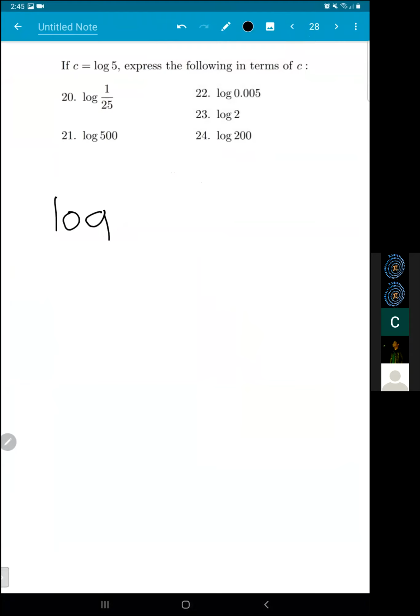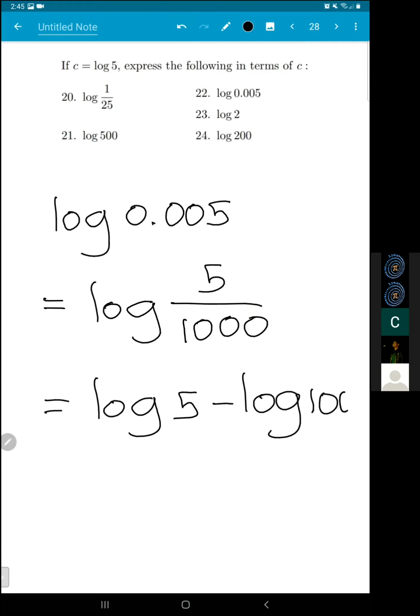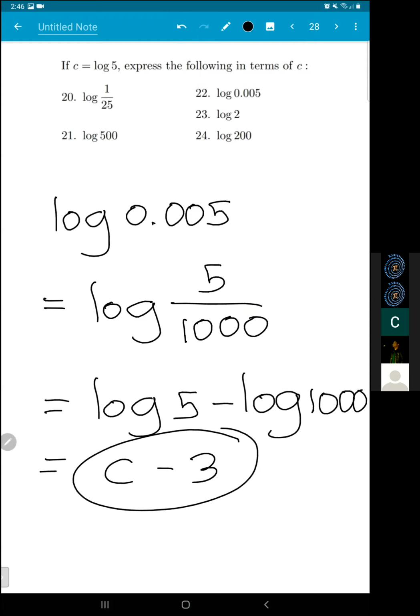Logarithm of 0.005. We can write that as logarithm of 5/1000. Now there's no need to simplify that as 1/200 since we have a power of 10 here. Now log 5 is C, log 1000 is 3. So we have the answer.